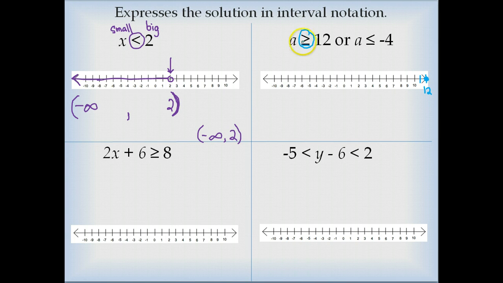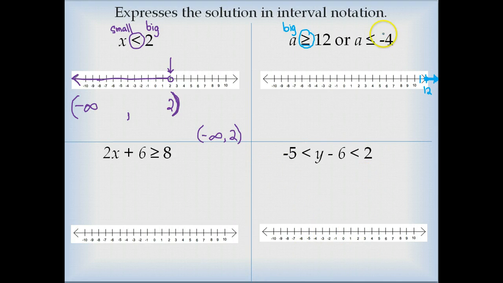Okay. Now, the alligator mouth likes to eat the bigger things. So this means I'm trying to show all my numbers bigger than 12. So I probably should have left myself a little more room, but I'm just going to shade to the right. Okay, and I'm going to make that arrow nice and big and thick to show that that actually keeps going forever and ever to the right.